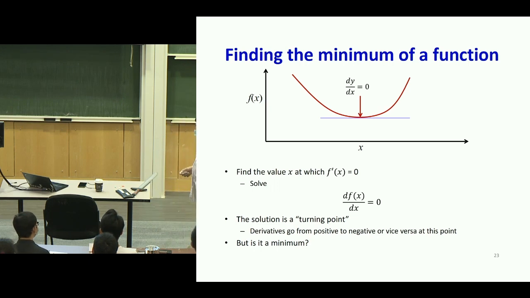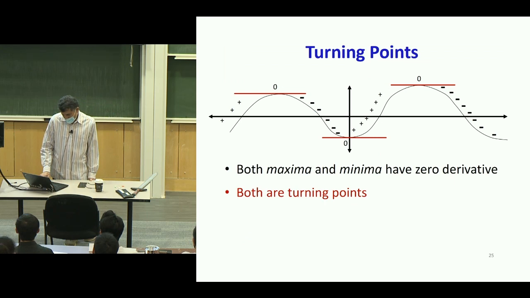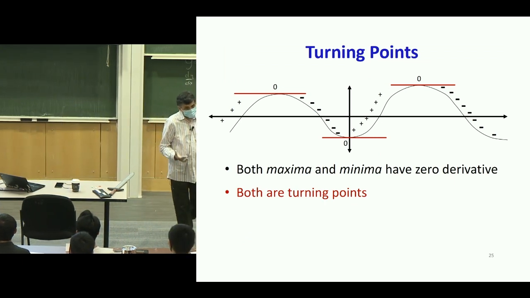The second derivative. Check the sign of the second derivative. What is the logic behind it? Here it is, right? So maxima and minima are what are called turning points. Why is it a turning point?